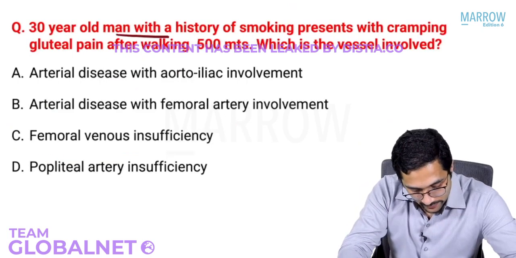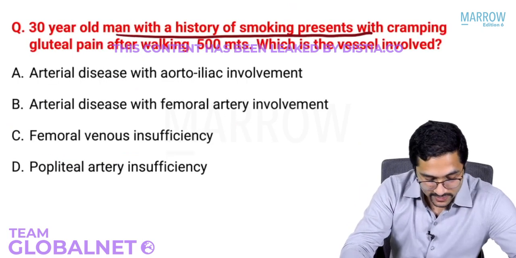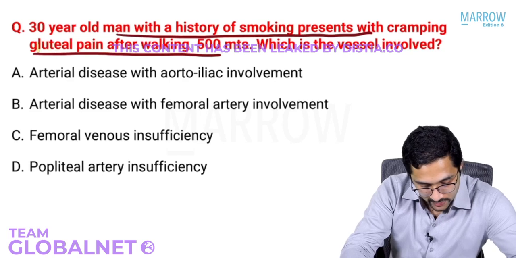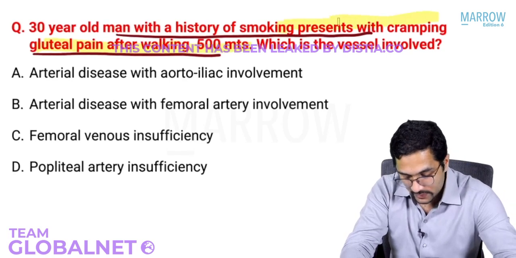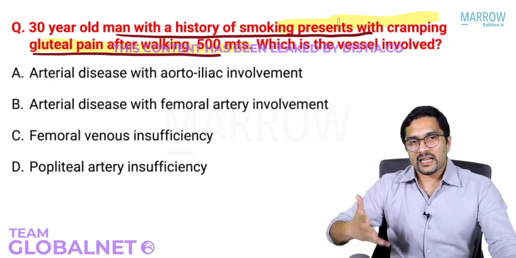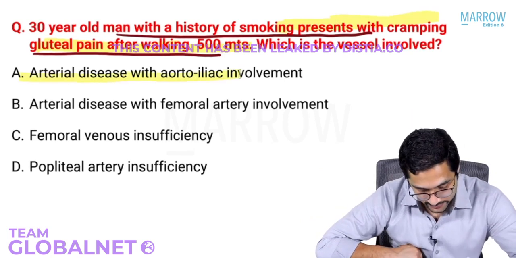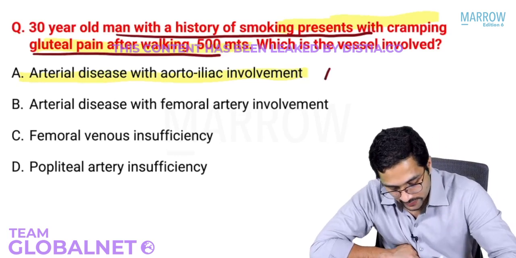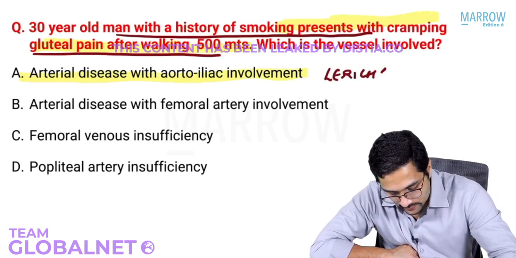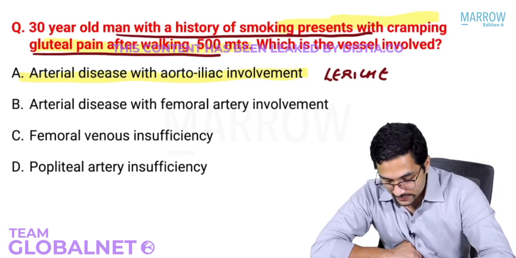A 30-year-old man with a history of smoking presents with cramping gluteal pain after walking 500 meters. So he walks 500 meters and there's cramping gluteal pain. So gluteal pain, I told you, aortoiliac involvement. Which syndrome did I tell you? Leriche syndrome. This is known as Leriche's syndrome.